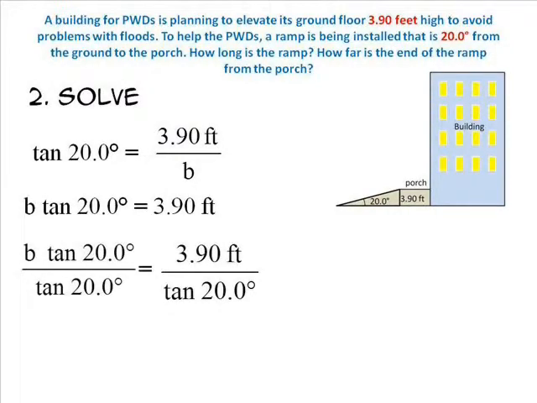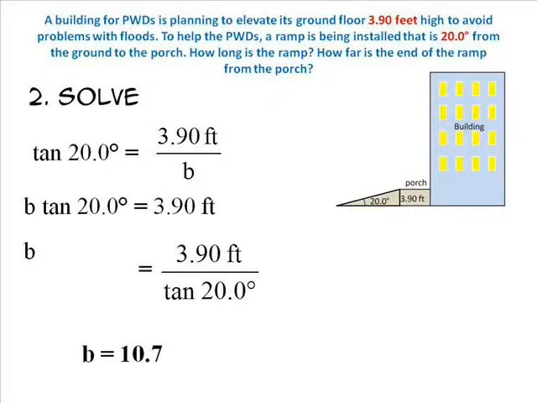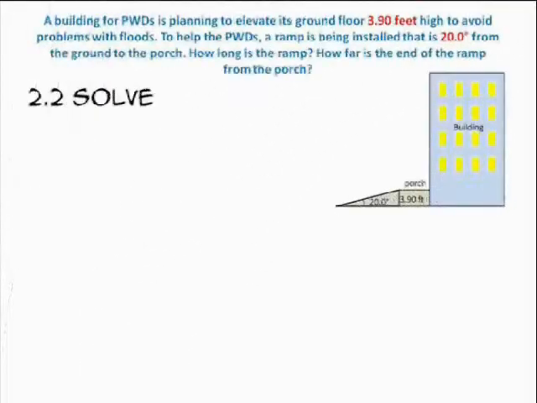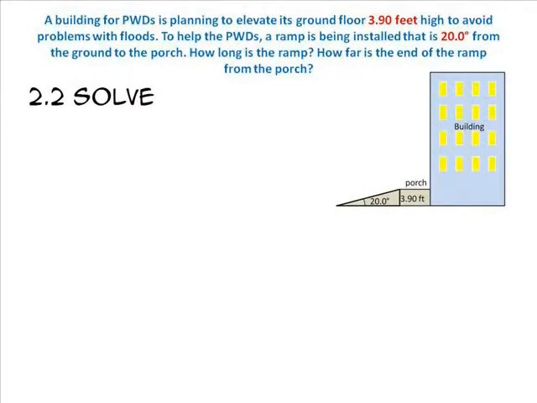Now we divide by tangent on both sides so that we get B by itself. Now we have B is equal to 3.90 feet divided by tangent 20 degrees. And approximating that with our calculator, we get that B is approximately equal to 10.7. Now we're working in feet, and this is the length of the ramp, so we need to put feet in our answer. Now that we have solved for the length of the ramp, we need to find the distance of our ramp from the ground to the porch.